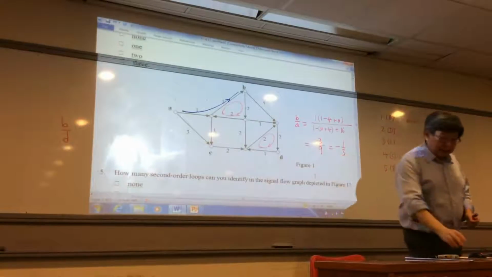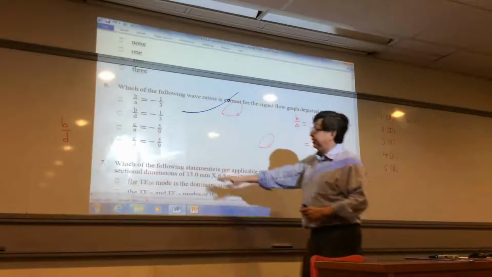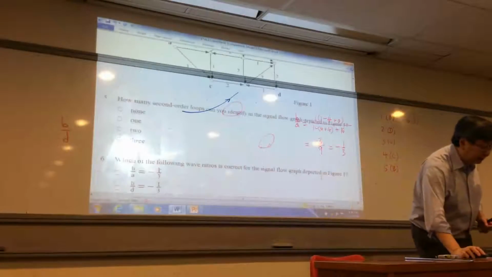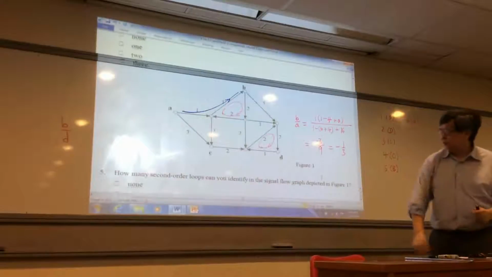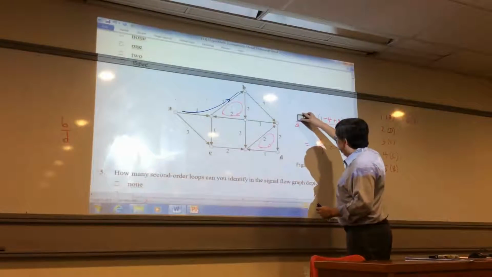Now question 6, another possibility is C over A. Let's check C over A. Now I want C over A.